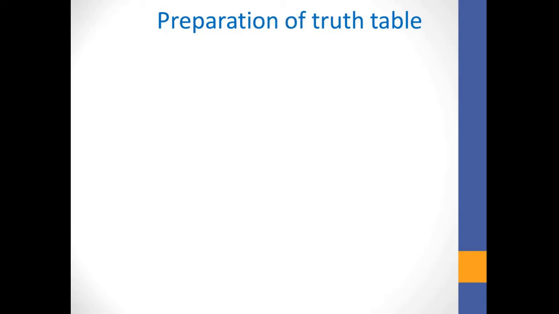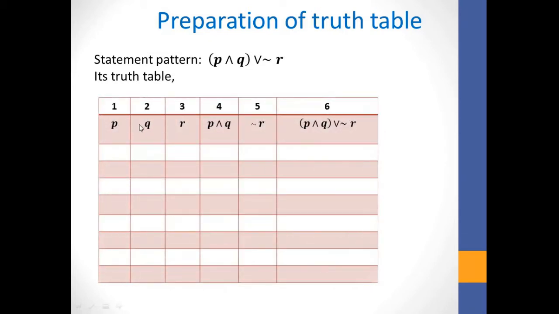Now see the preparation of truth table of statement pattern P and Q or negation R. Now see here, this statement pattern consists of 3 statements, P, Q and third one is R. It consists of 3 statements and 3 connectives, 1, 2 and 3. So to prepare the truth table, we have to write like this.